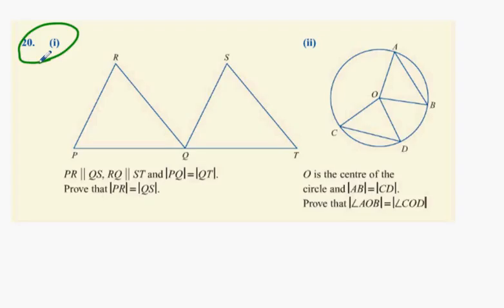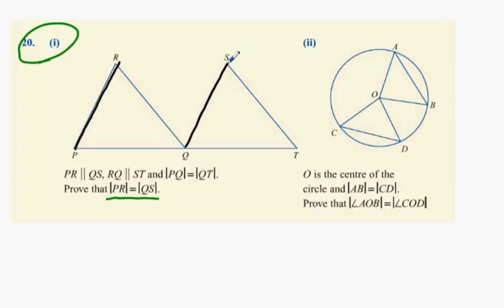What does it want me to do? It wants me to show that PR, please pay attention to this part. This part is telling you how to do everything here. What does PR equals QS mean? It means it wants me to show that P to R is the same length as Q to S.